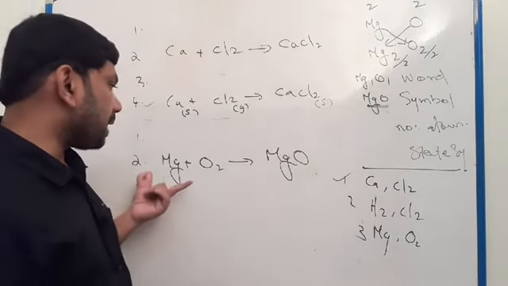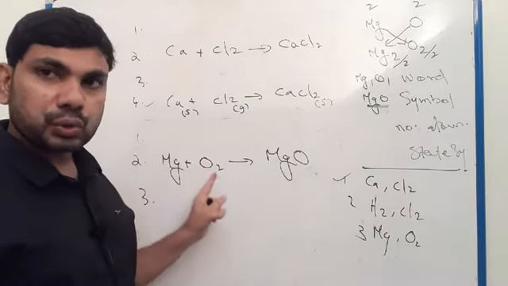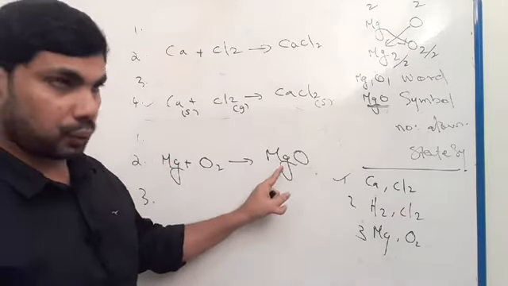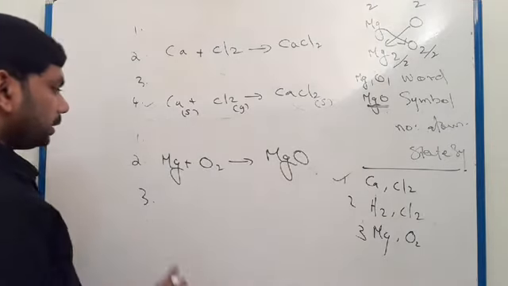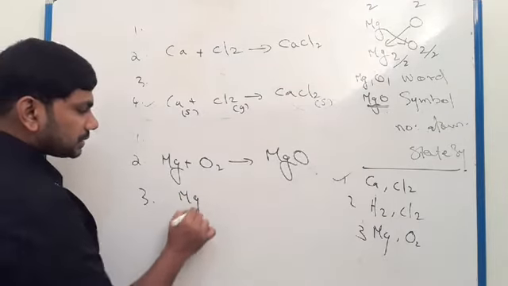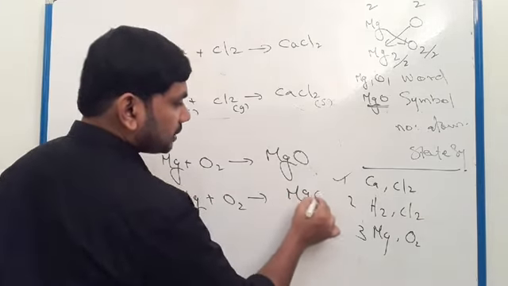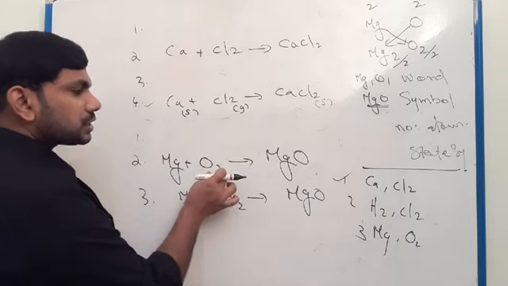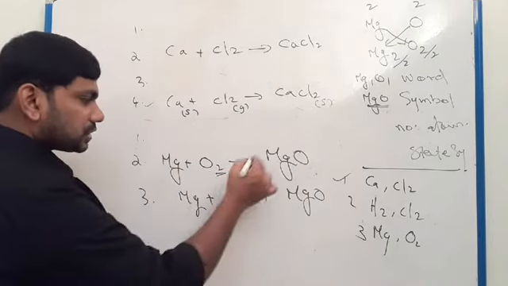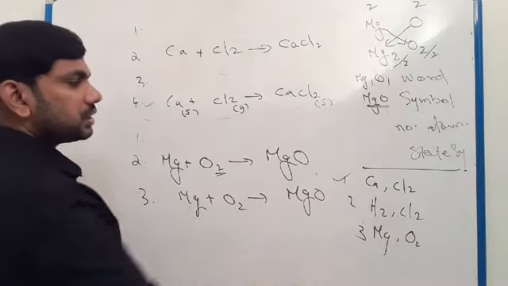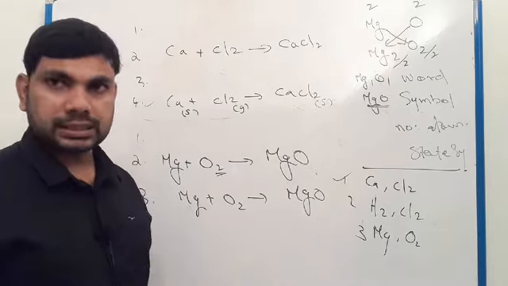So this is the simple equation, Mg plus O2 giving MgO. Third step, balance the number of atoms. Here the number of atoms is not balanced. Here 2 oxygen, here 1 oxygen, not balanced. We have to balance. How can you balance it?